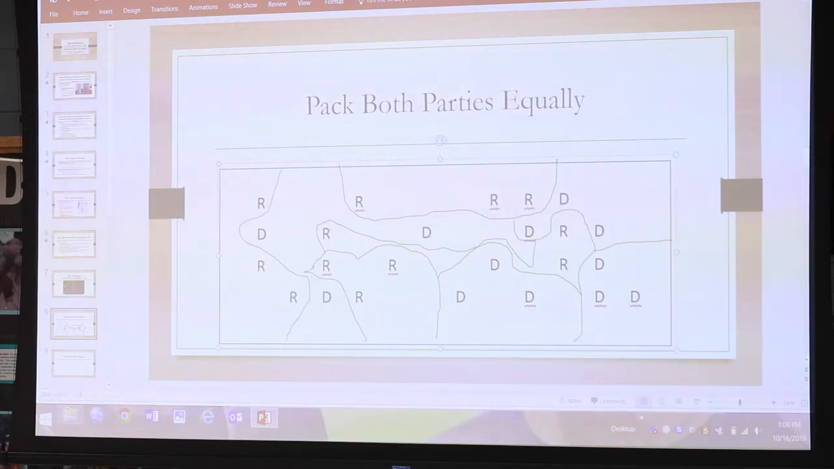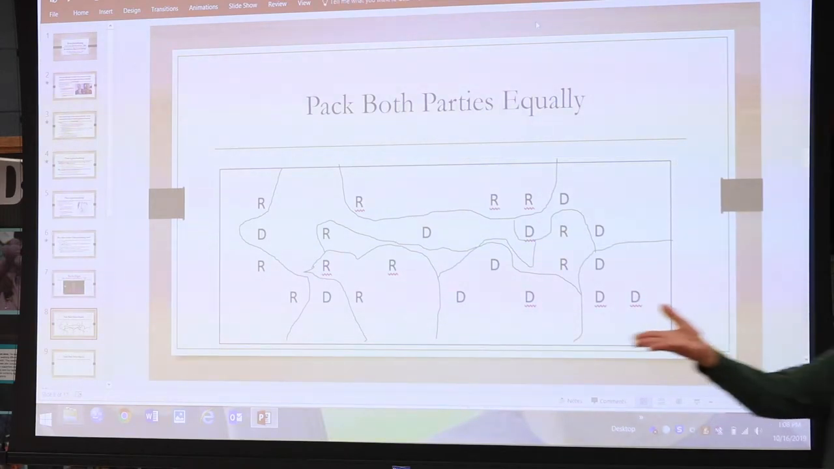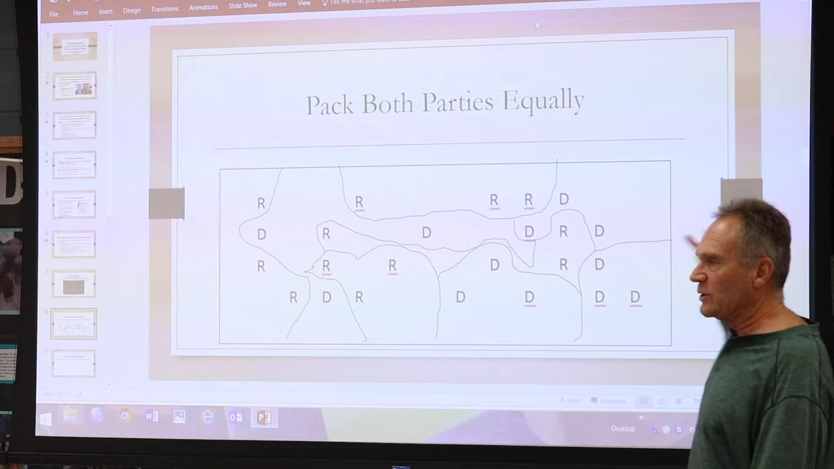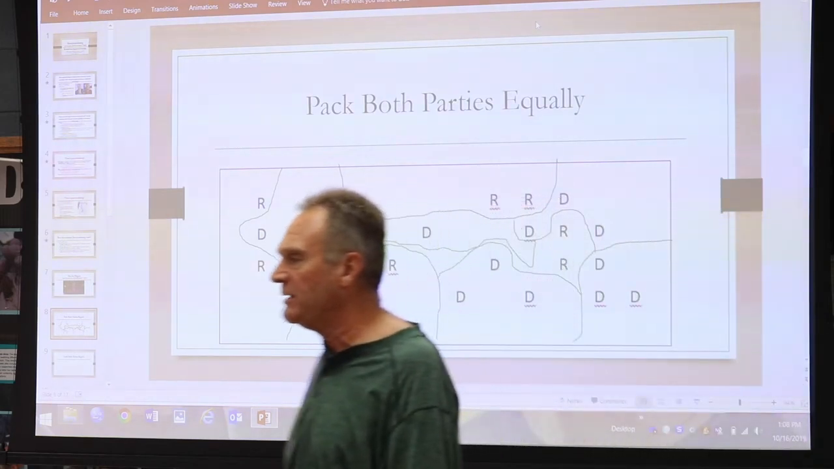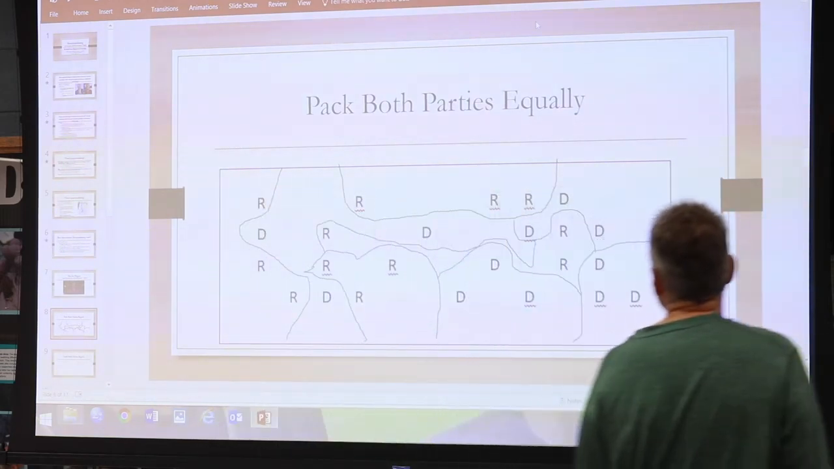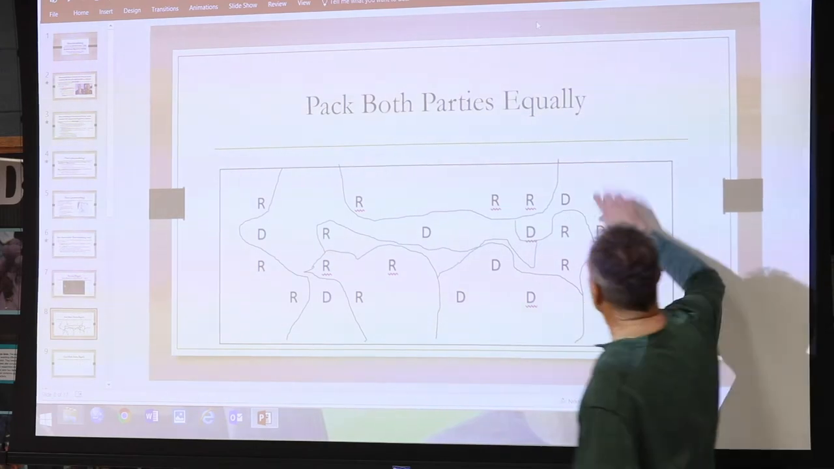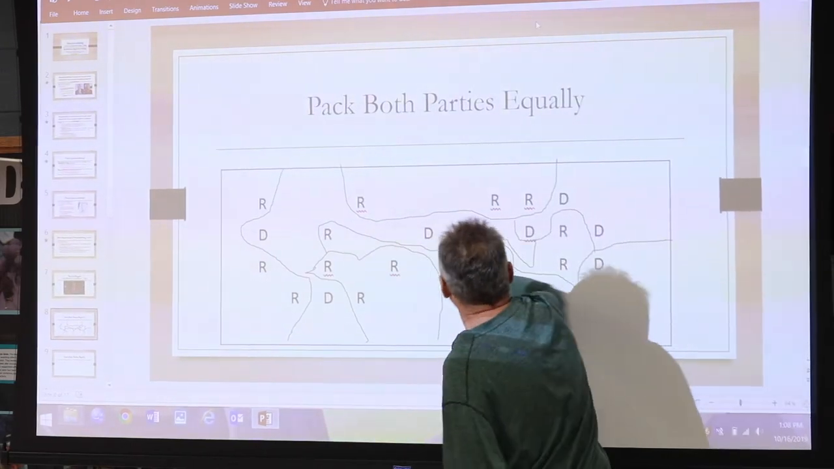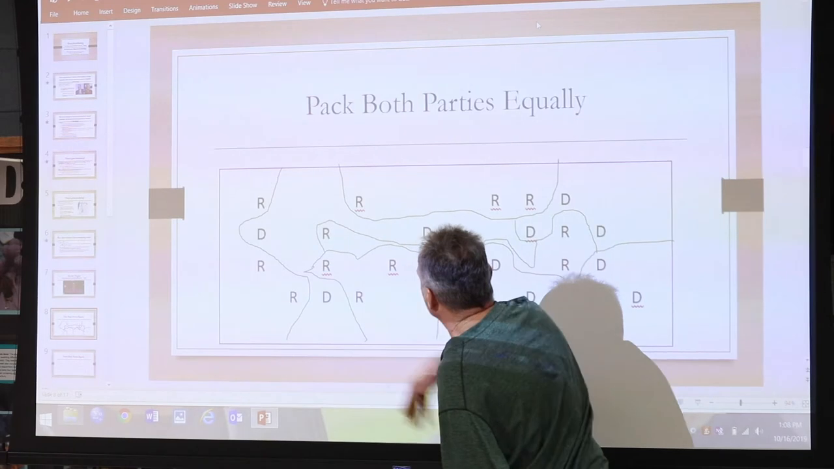One, two, three, there we go. Does everybody see how I've got that? And hopefully you've done the same thing. It probably won't look like mine. It may look very different from mine. But as you can see, I've got some districts that look normal and others that look really gerrymandered, don't they? That one.